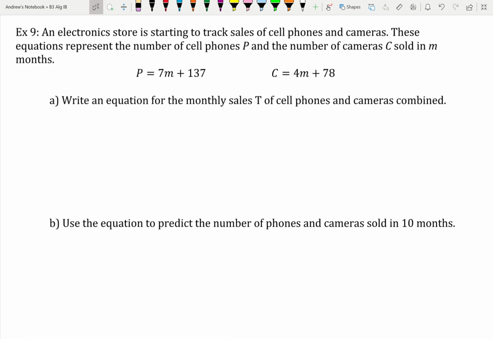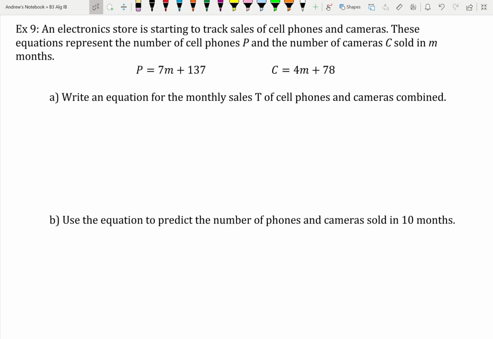An electronics store is starting to track sales of cell phones and cameras. These equations represent the number of cell phones, P, and the number of cameras, C, sold in M months. All right, so there's a couple different things there, right? P is the number of phones, C is the number of cameras, and M is the months.